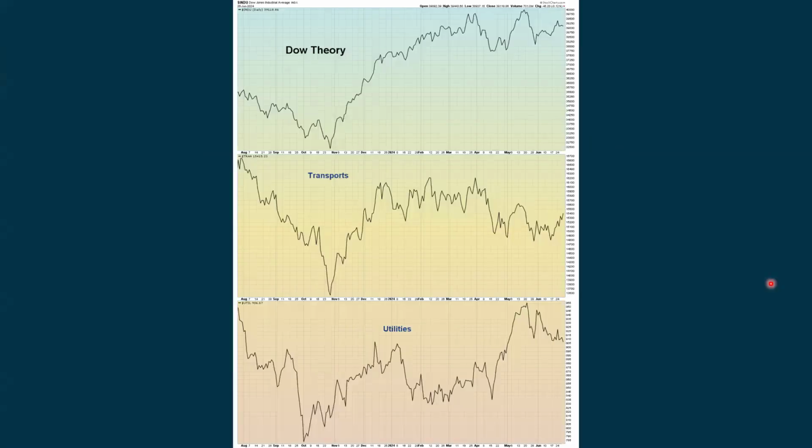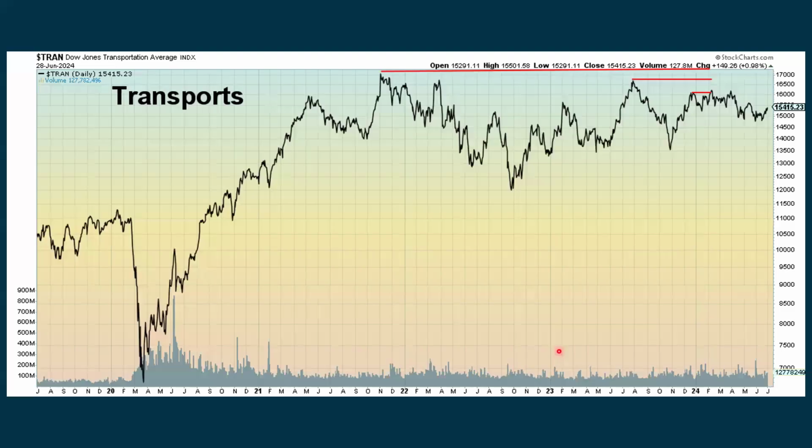Here is traditional Dow theory, where the Dow set an all-time high not too long ago. It's been chopping more or less sideways and not really doing all that well as far as performance. The transports have been just chopping sideways. They have been doing better lately. And utilities, which were really going up into April and into May, have now been starting to fall back. We look at the transports by themselves. They're doing better lately, but they can't even get back to previous highs yet.